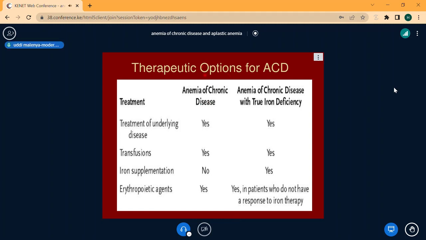So we are looking at therapeutic options for anemia of chronic disease. The treatment option number one here is treatment of the underlying disease. If it is anemia of chronic disease, yes, you must treat. Anemia of chronic disease with true iron deficiency, yes, must also treat. The reason is that if you don't treat the underlying disease, then the iron deficiency will continue to ensue.